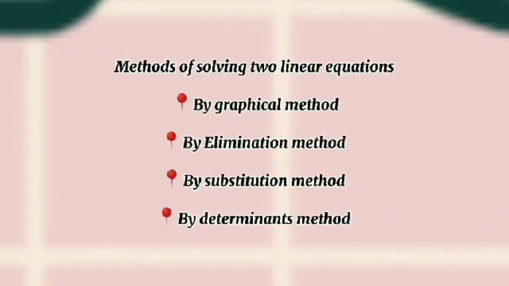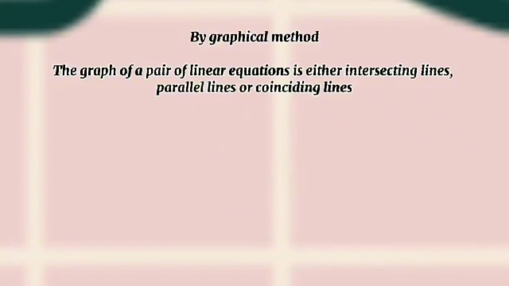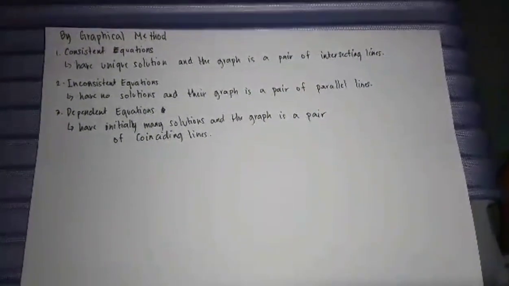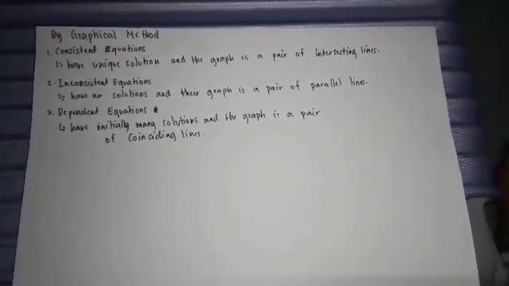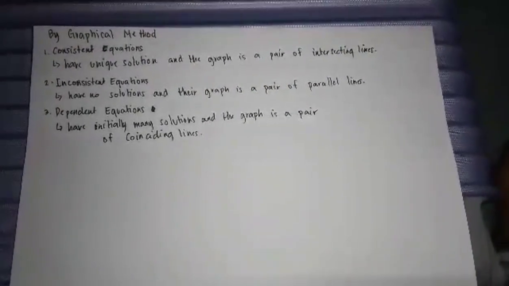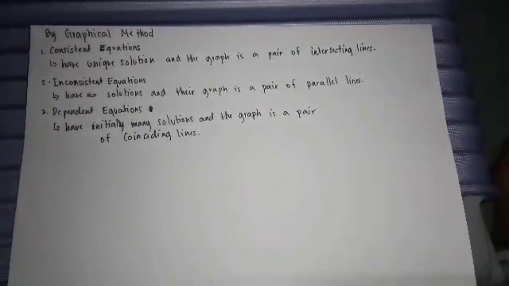In order to solve the two linear equations, we have four methods. The first one is by graphical, by elimination, by substitution, and by determinants. We will go first with the graphical method. The graph of a pair of linear equations is either intersecting lines, parallel lines, or coinciding lines. There are three types of equations in the graphical method, which are consistent equation, inconsistent equation, and dependent equation.